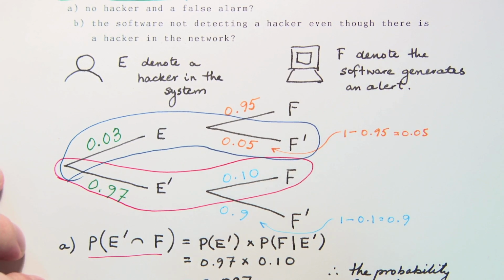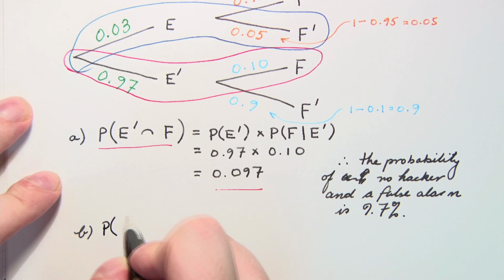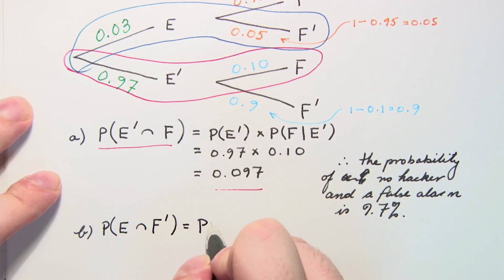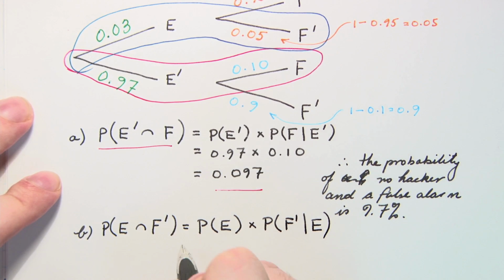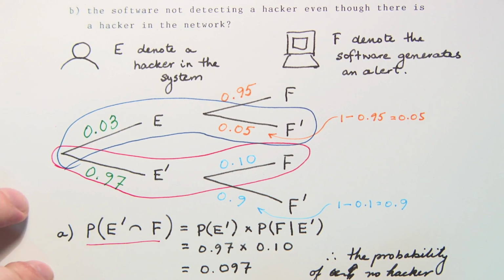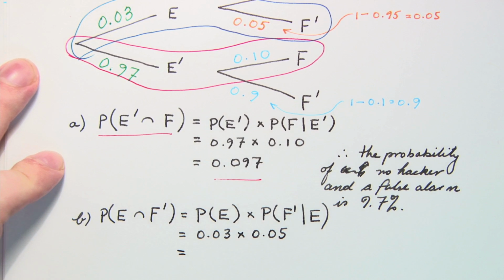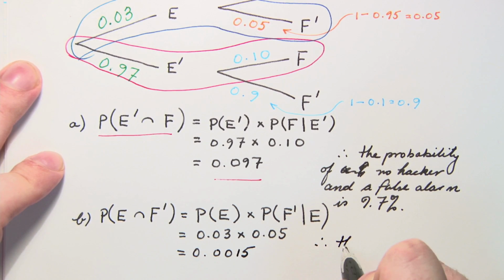So for part B, that is the probability of E intersect F prime. So again, that's equal to the probability of E multiplied by the probability of F prime, given that there is an E. So I write this down, I get 0.03 multiplied by 0.05. So 0.03 multiplied by 0.05 gives you 0.0015.